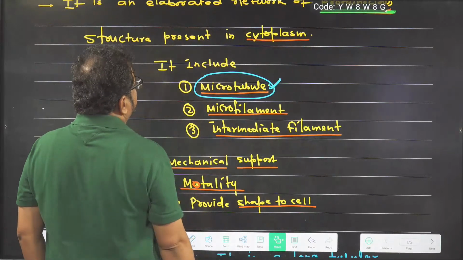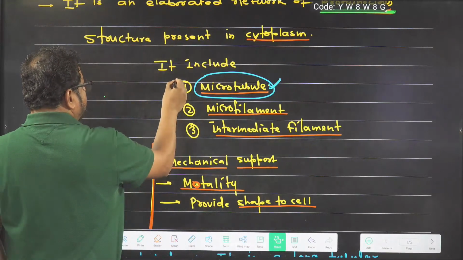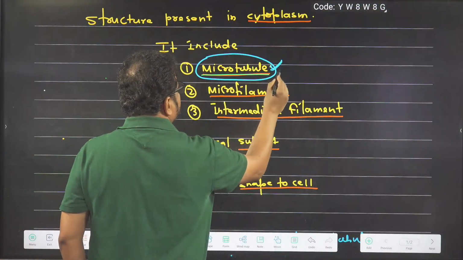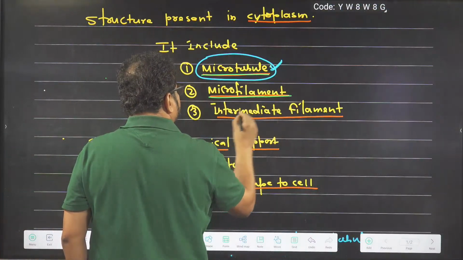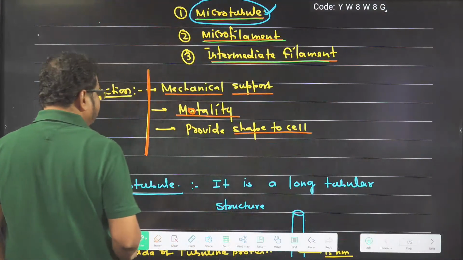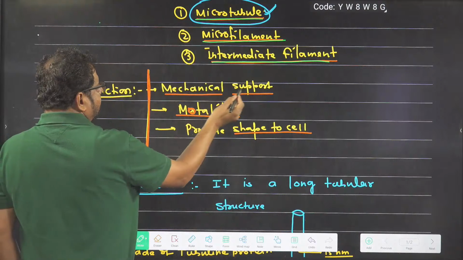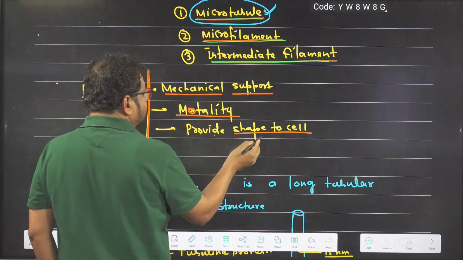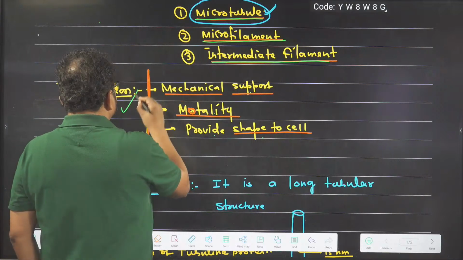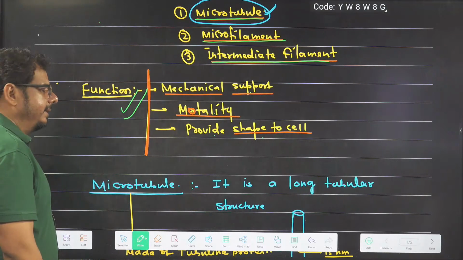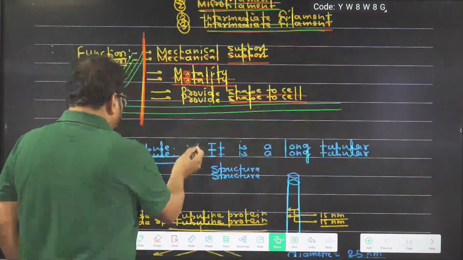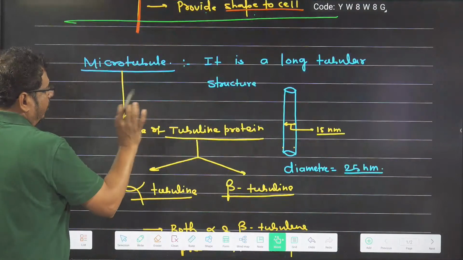These structures are present in the cytoplasm. What are the types of these cytoskeletal structures? One is microtubule, a tubular structure, then microfilament and intermediate filament. If we talk about the function of the cytoskeleton: mechanical support, motility, and providing shape to the cell. These are the functions of the cytoskeleton. Only this information came in the NEET exam. Nothing more will come. I told it in somewhat more detail for your better understanding.